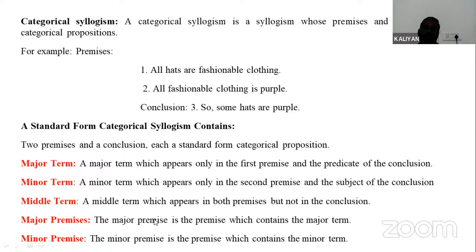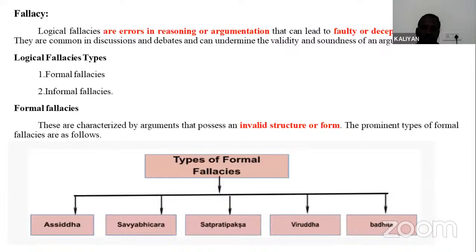And the major premise contains the major term, and the minor premise contains the minor term. So these are the major standard forms of the categorical syllogism. So hat is the subject, purple is the predicate, and the middle term is fashionable, and this is the form of the categorical syllogism. And I will move on to the next topic, fallacy.